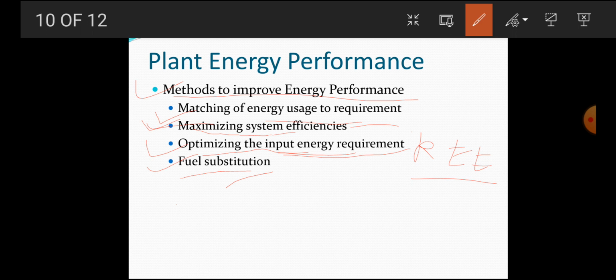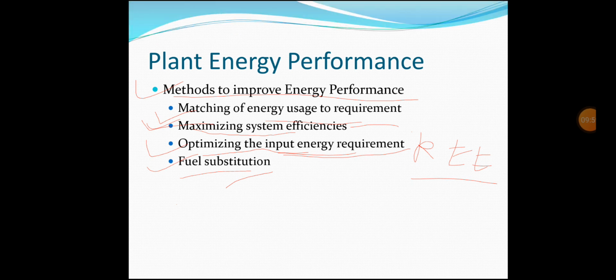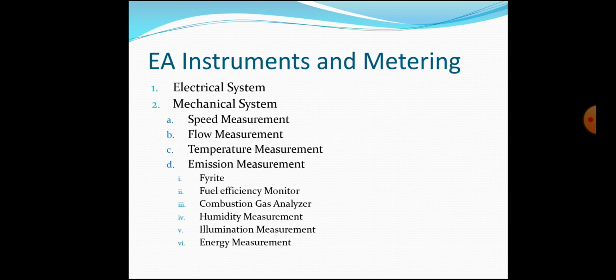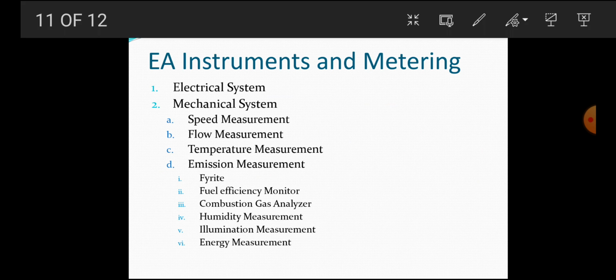So the next topic is energy audit instruments and metering. Here, we have divided all the instruments into two parts, that is electrical systems and mechanical systems.